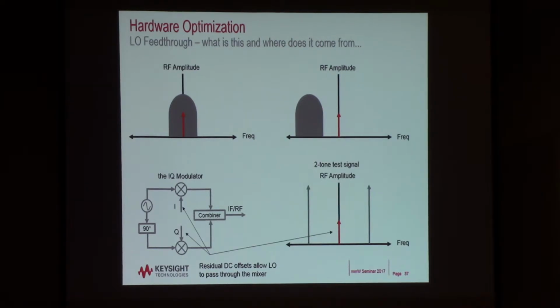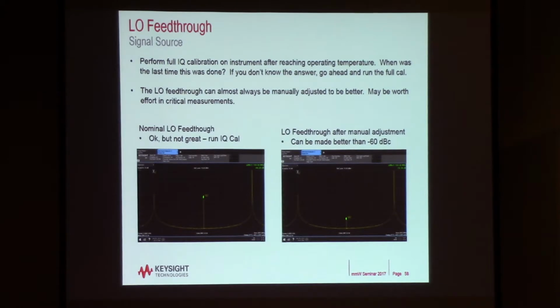Okay, so an easy way to see how big the LO feed-through is, is to create a simple test signal like a two-tone signal, and then you can see what's at the center frequency. Then you can quickly adjust the DC offsets to minimize that, or run the DC calibration that is available in the signal generator.